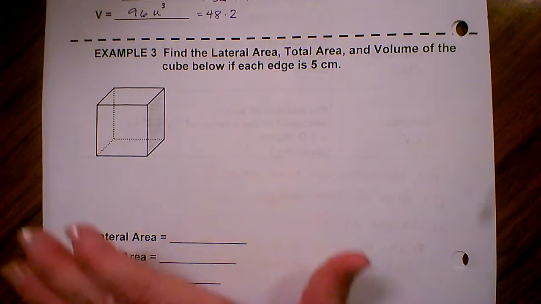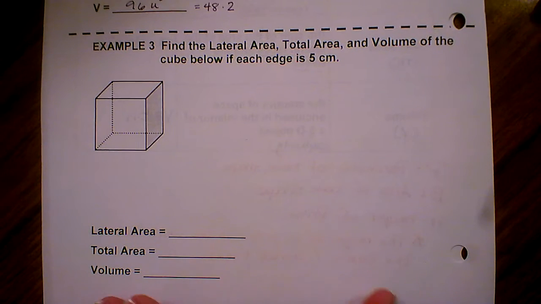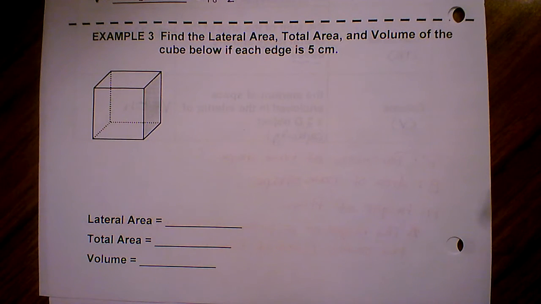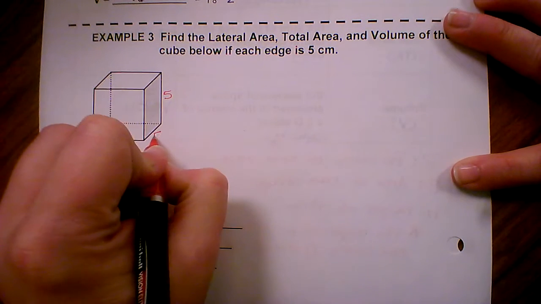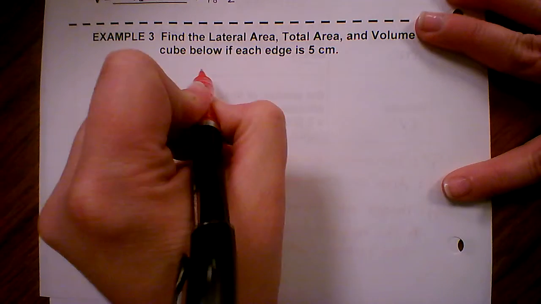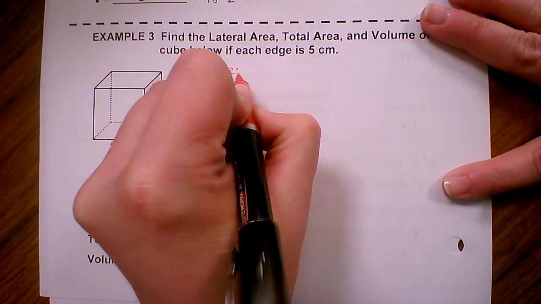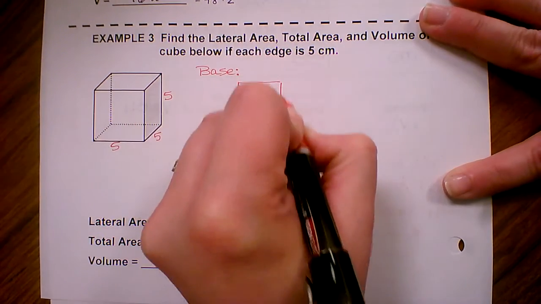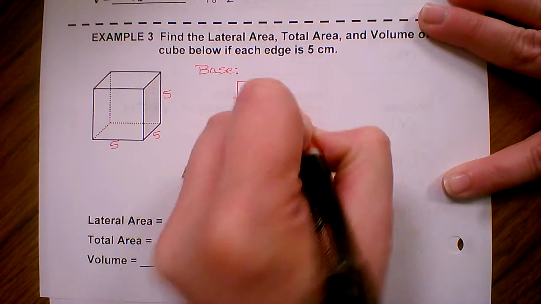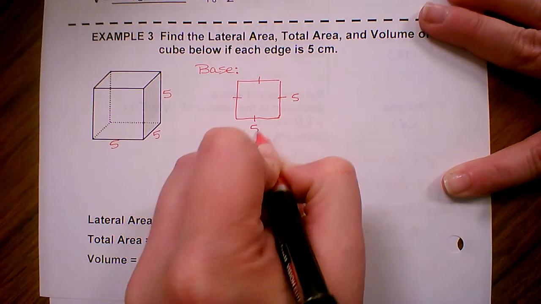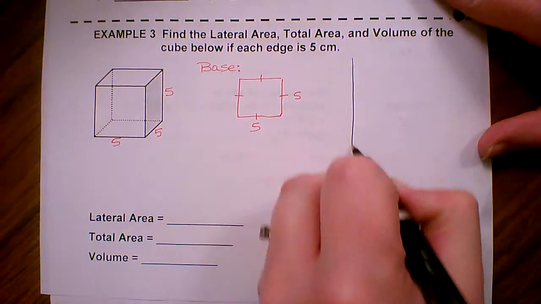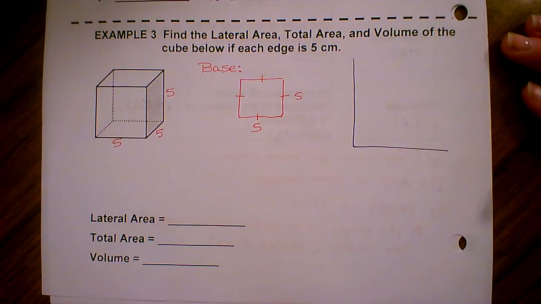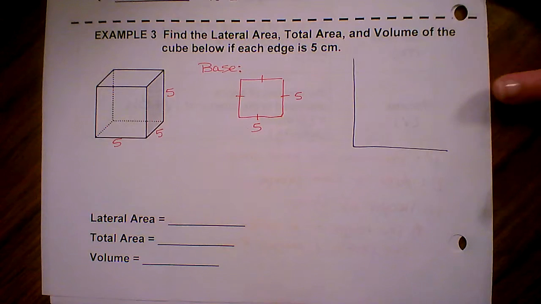In example 3, it says find the lateral area, total area, and volume of this cube if each edge is 5. So we have labels of 5, 5, and 5. Because this is a cube, our base is a square. So we know all the sides are 5. So let's find our peanut butter and honey and then plug in for LA, TA, and V.